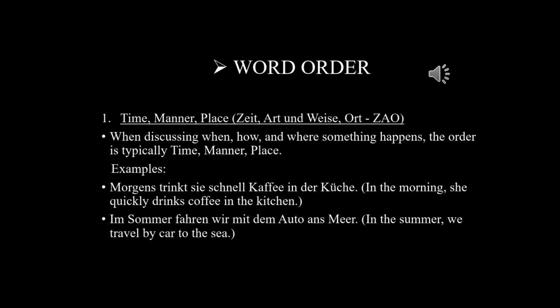The third one is word order. It is the main structure. The first in word order is time, manner, place. When discussing how and where something happens, the order is typically time, manner, place. For example, in the morning she quickly drinks coffee in the kitchen. In the summer we travel by car to the sea.